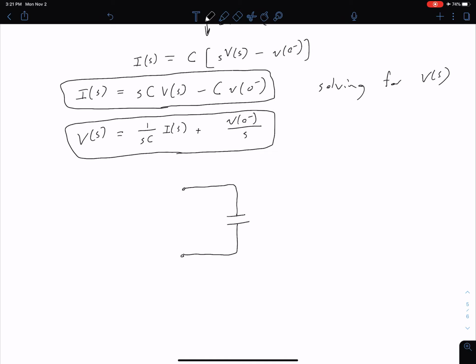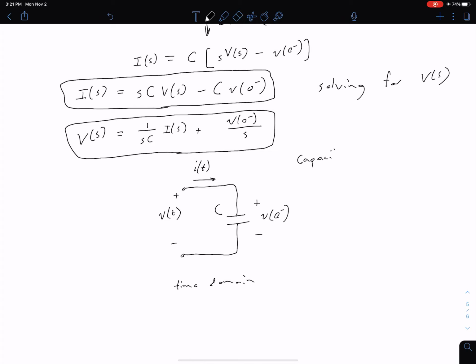Okay, so let's look first then at our time domain. So our time domain, we have some capacitor with capacitance C, and we have some voltage across that capacitance, which is lowercase v(t), some current flowing through that capacitor, which is i(t), and we'll also have some initial voltage on our capacitor, which is lowercase v(0-).